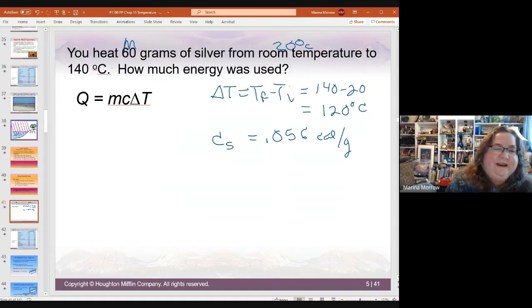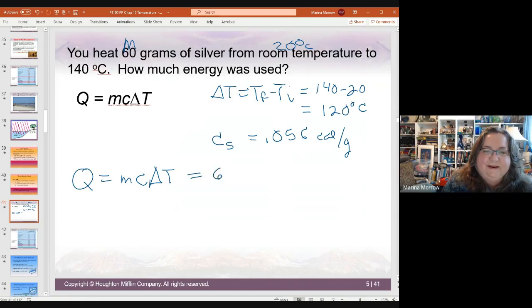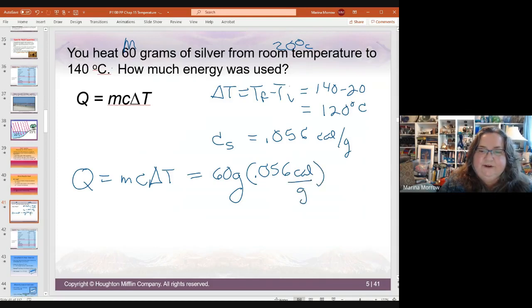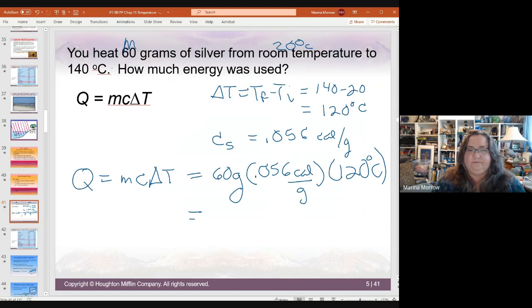All right. So then I'm going to use the formula. Q is mc delta T. And I've got my mass is 60 grams. My specific heat capacity is 0.056. And my temperature change is 120. And so just multiply those together. 60 times 0.056 times 120 equals 403.